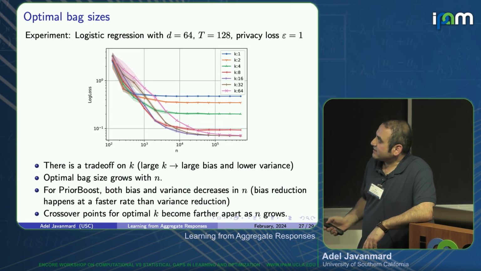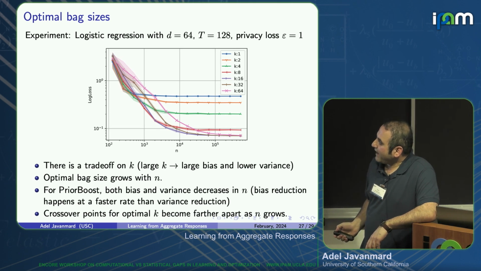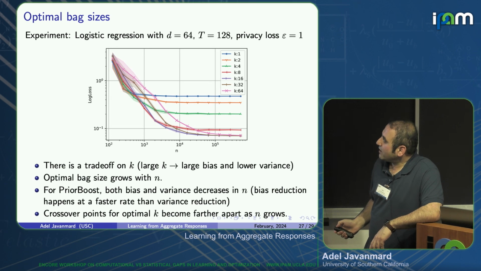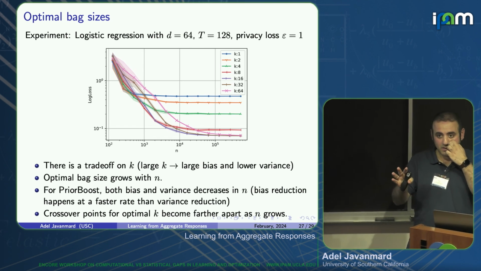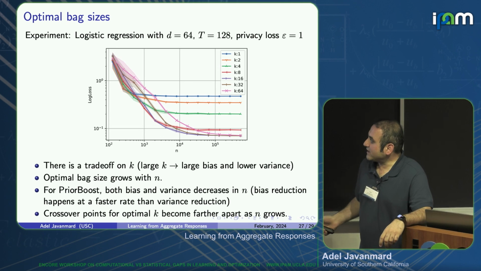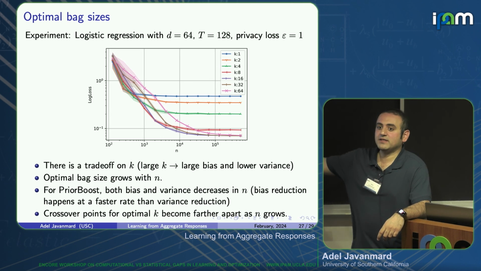And the y-axis is just the log loss of the model. So if n is here, you see that the optimal k is k equals 2, and then it becomes k equals 4. Here it's k equals 8, and then here it becomes k equals 16. So the first observation is that the optimal k is not 1. The second one is that the optimal k is increasing with the number of samples.